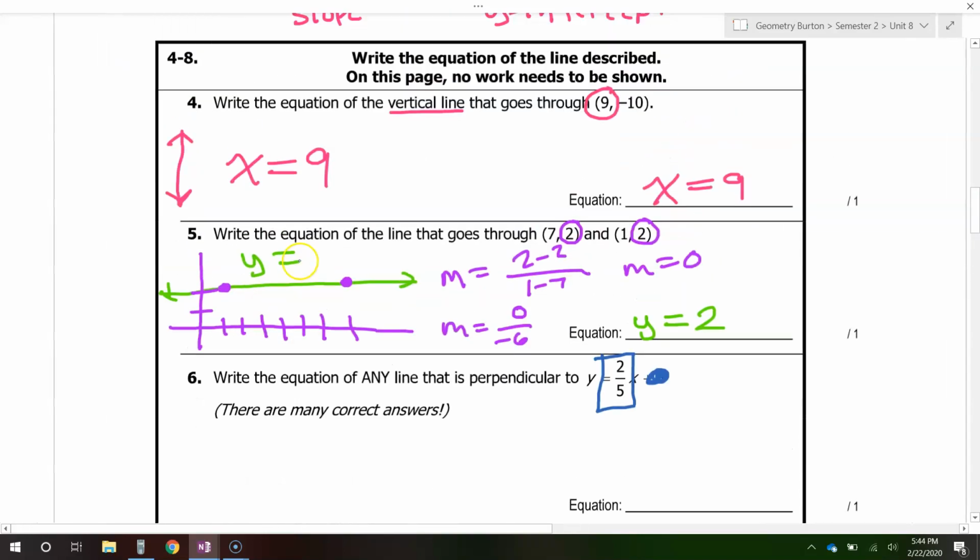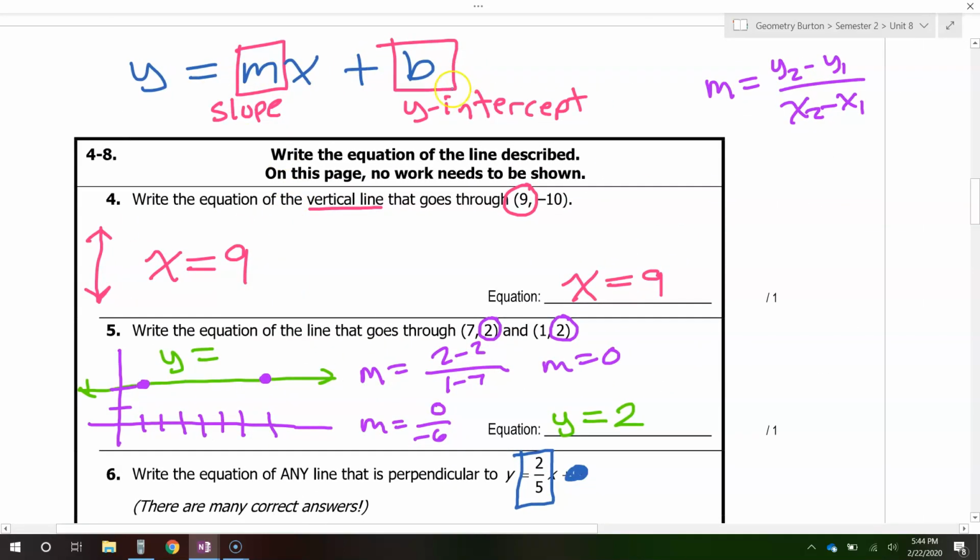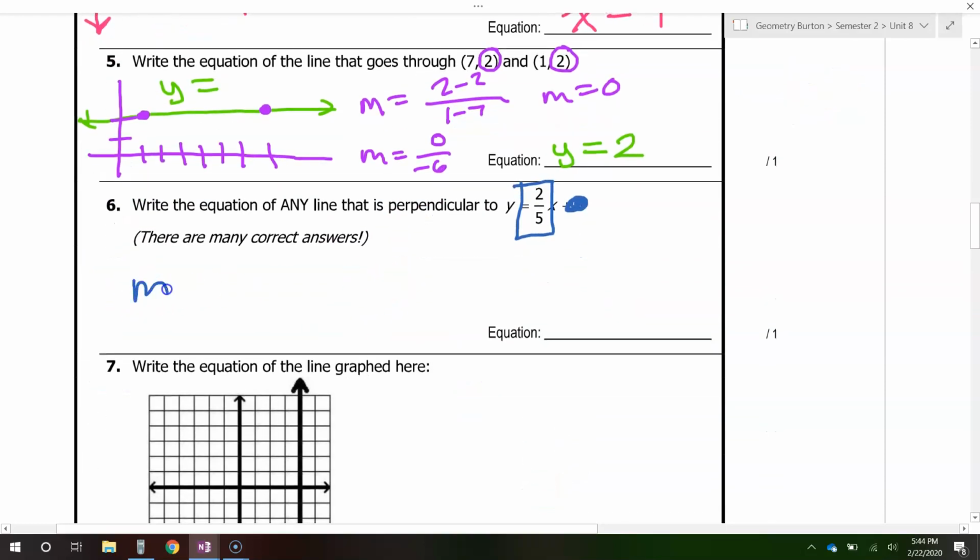Well, remember y equals mx plus b. The key is the slope, the m part. If lines are perpendicular, their slopes are opposite and reciprocal. The reciprocal means you have to turn this upside down, so that would be 5/2. That's the reciprocal, but it also has to be opposite, meaning the opposite sign. So if this is positive, then this is negative. Perpendicular lines have slopes that are opposite and reciprocal like this.